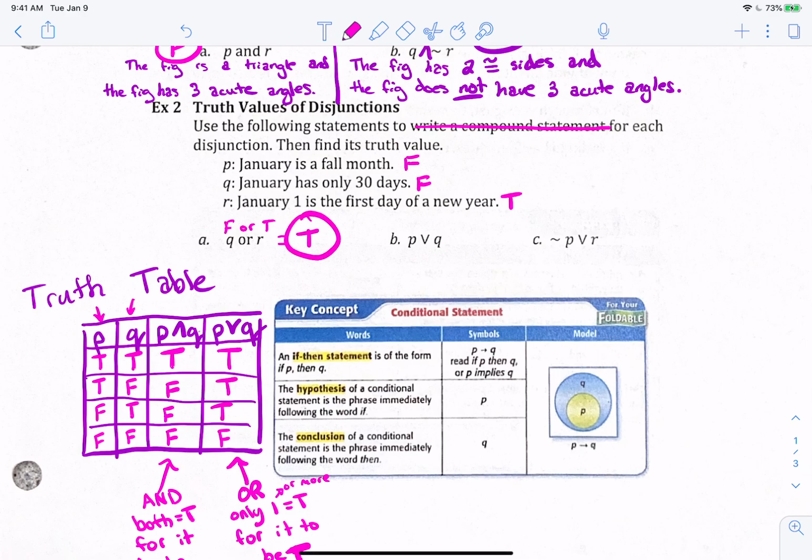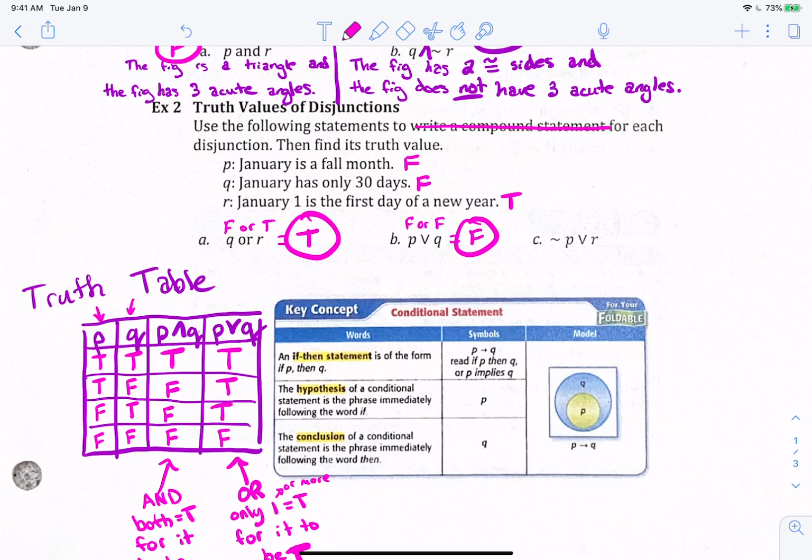So you could have 80 F's and one true and it'd be true, if it's an or. If it's an and, then it's false. Okay? This one, P is false or Q is false. So false or false makes false.